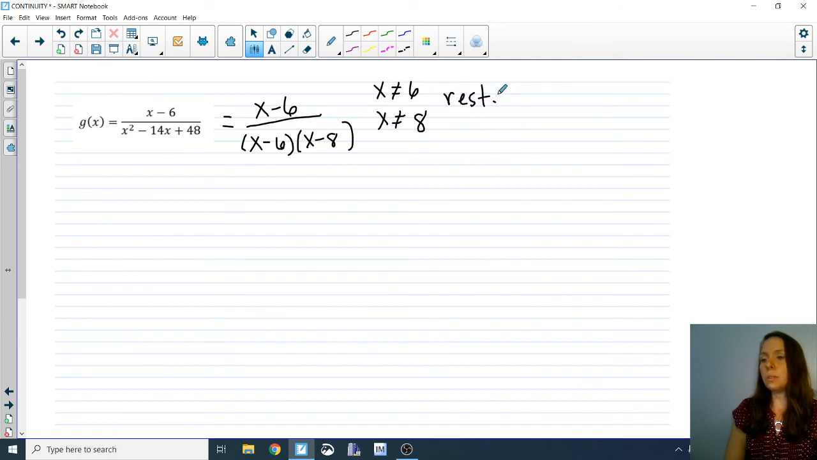And so those are the points that we're going to focus our definition of continuity on to show what types of discontinuities they are. Let's start with the x equals 6 discontinuity. Okay, what you want to do here is set up your limit as x approaches 6.